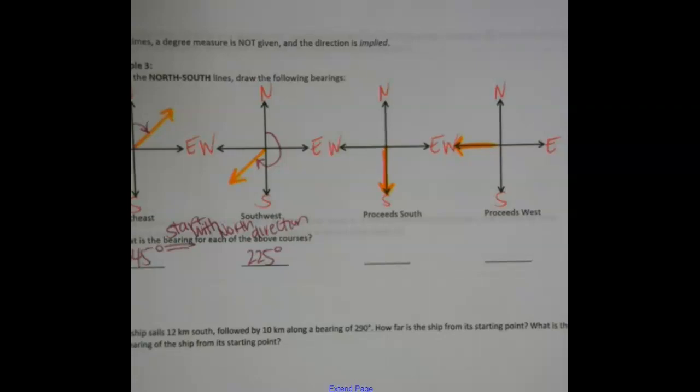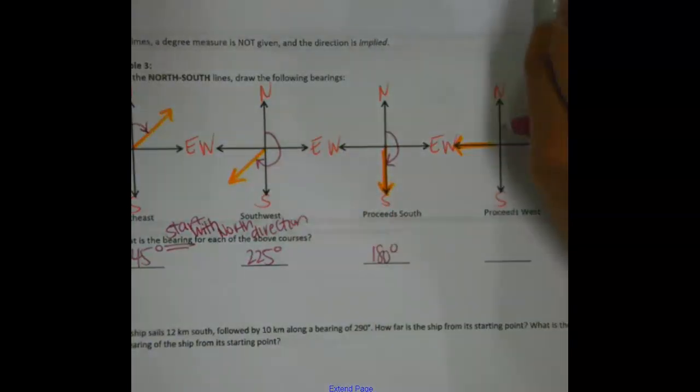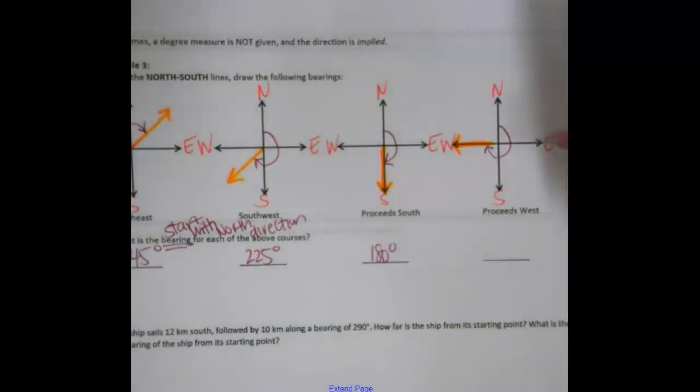If you're proceeding south, how far is that in degrees? If you're going from north to south, 180. What about from north to west? 270.